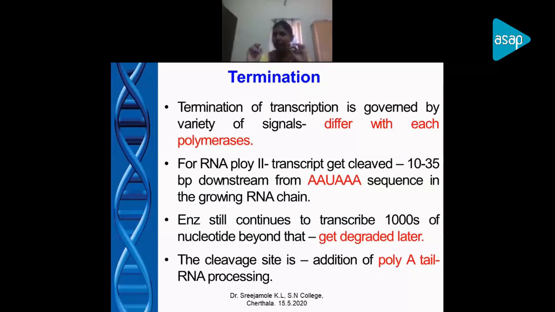And at the cleavage point, the poly A chain, we know it is a part of post-transcriptional modification of the transcript or the mRNA. So this poly A chain will be added at the cleavage point of the mRNA. So that is all about the termination.